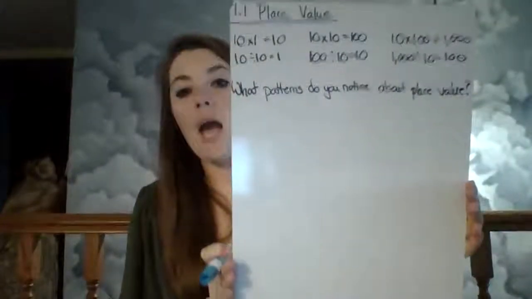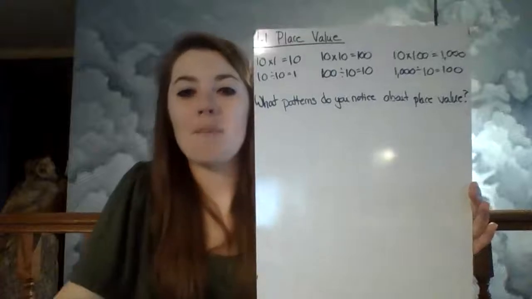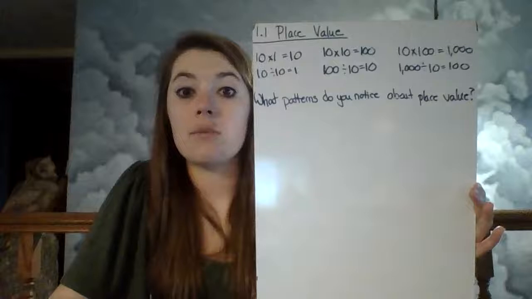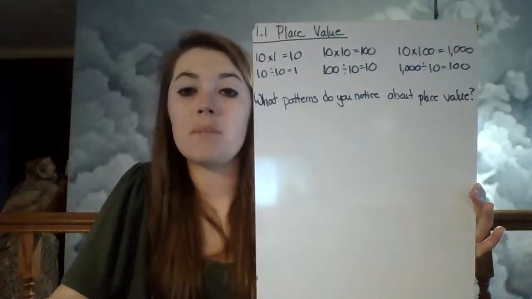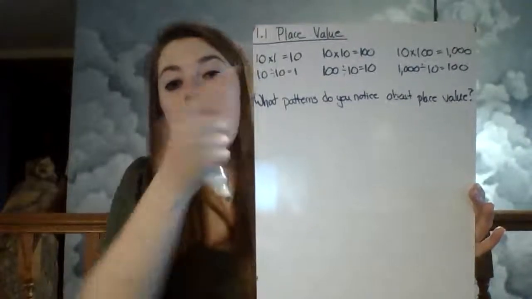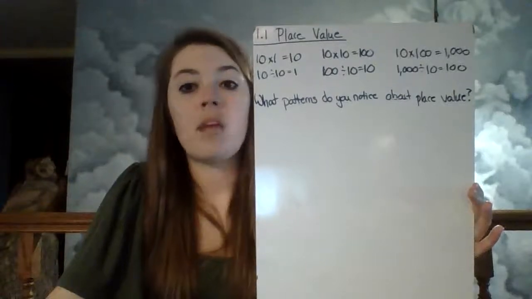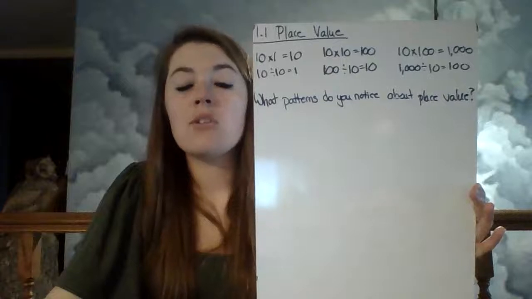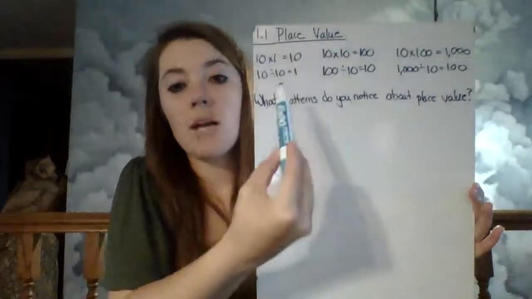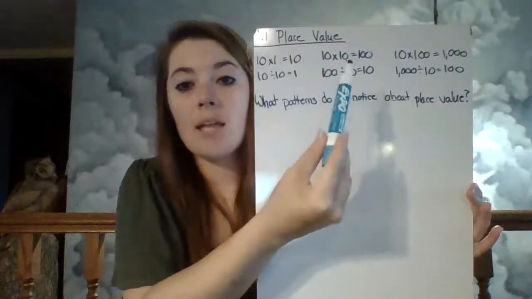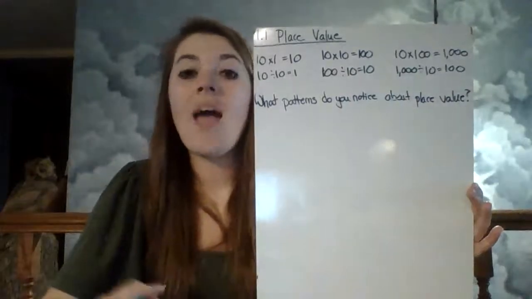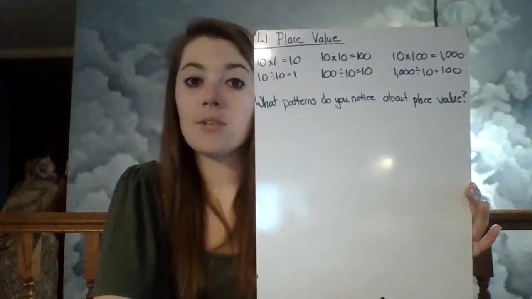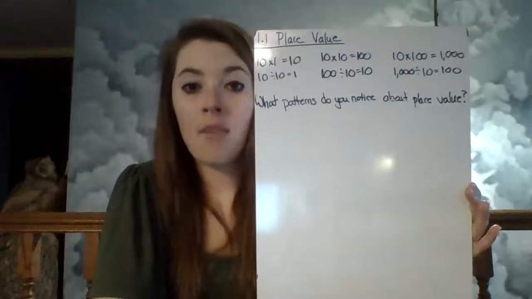So looking at this, we are talking about place values. To start, we're looking at different patterns. We're going to look at these patterns and see what we notice about place value from them. So to start, we have 10 times 1 equals 10. Then 10 times 10 equals 100. 10 times 100 equals 1,000. If we look at those, each time the number we're multiplying by is going up a different place value, and as a result, it's moving our product, the answer to our multiplication problem, up another place value.